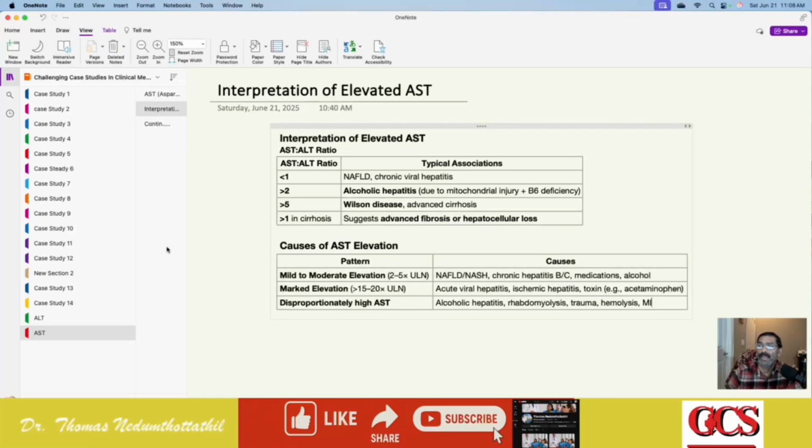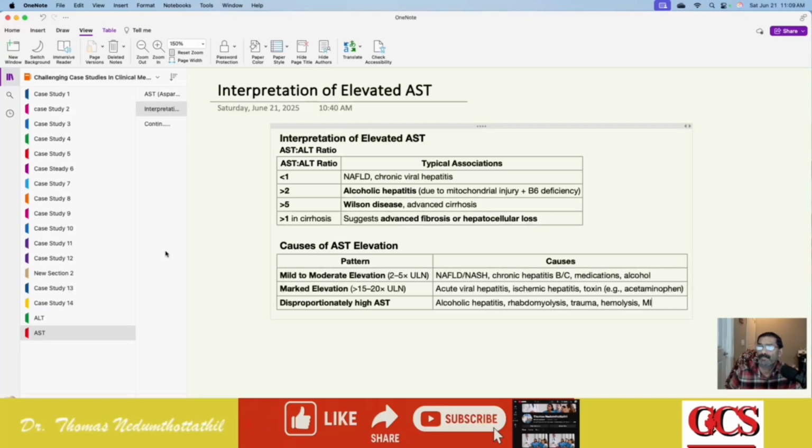Interpretation of elevated AST. AST to ALT ratio. AST to ALT ratio is less than 1 in non-alcoholic fatty liver disease and chronic viral hepatitis. The ratio is more than 2 in alcoholic hepatitis due to mitochondrial injury plus B6 deficiency. AST to ALT ratio is more than 5 in Wilson's disease and advanced cirrhosis. And the ratio is more than 1 in cirrhosis if it is advanced.